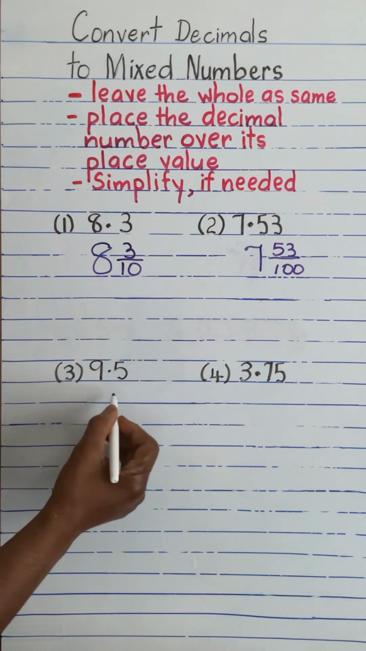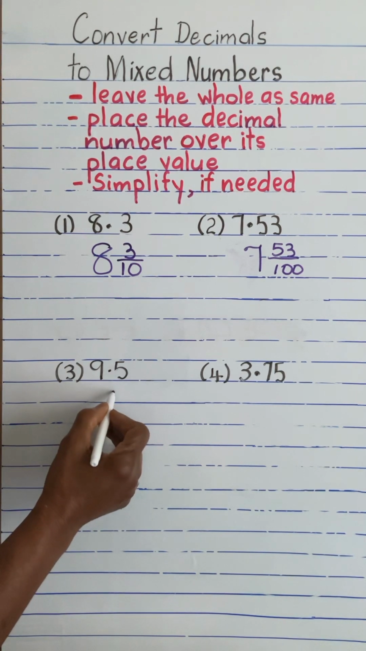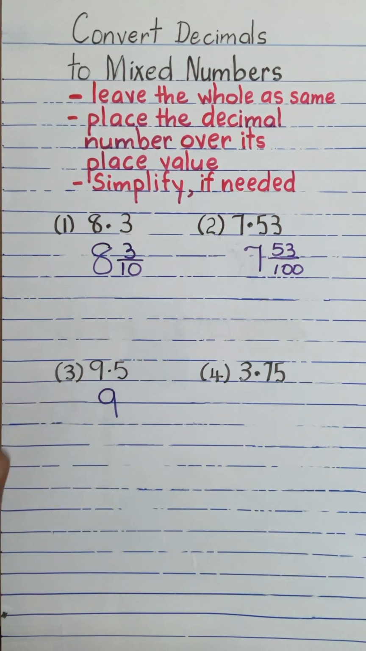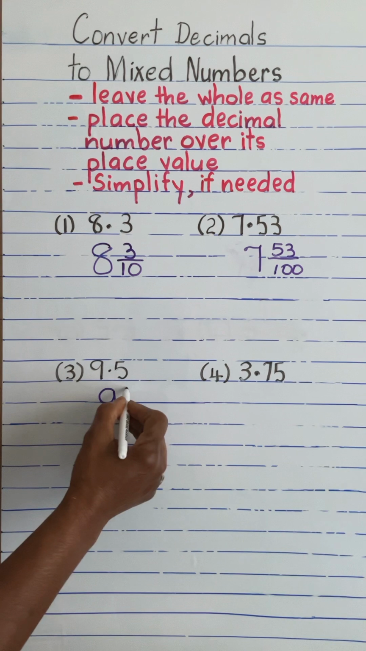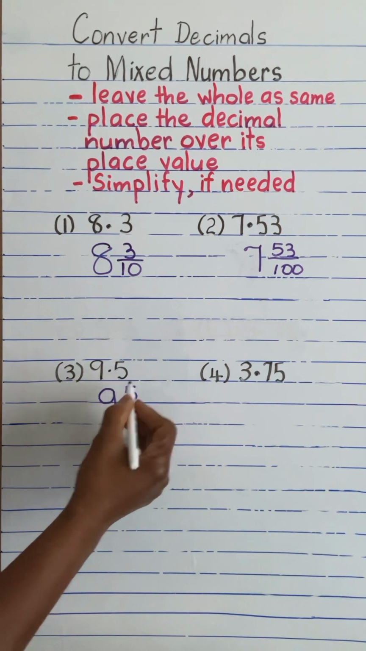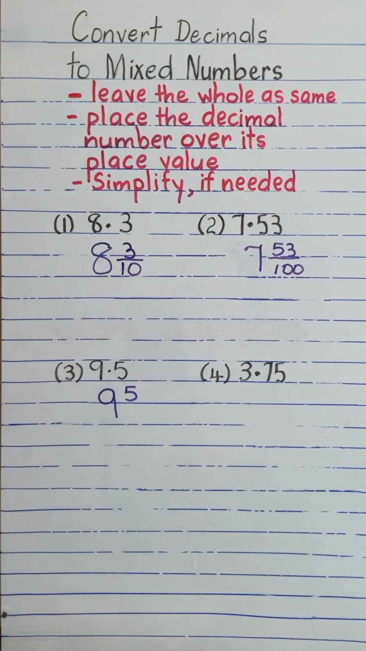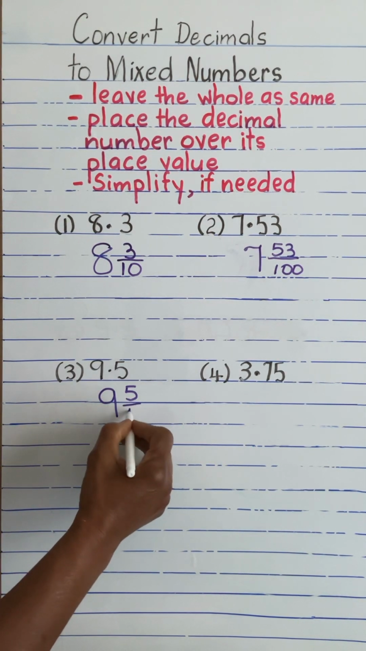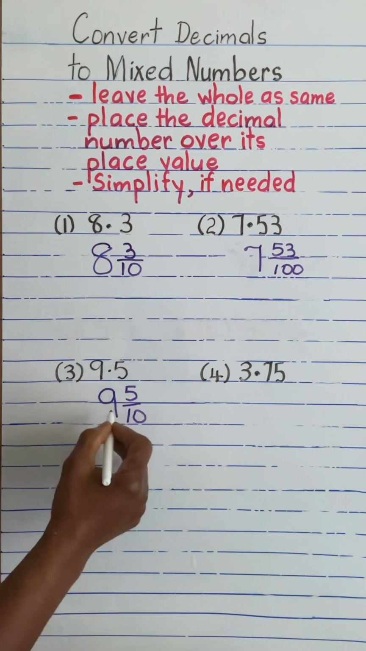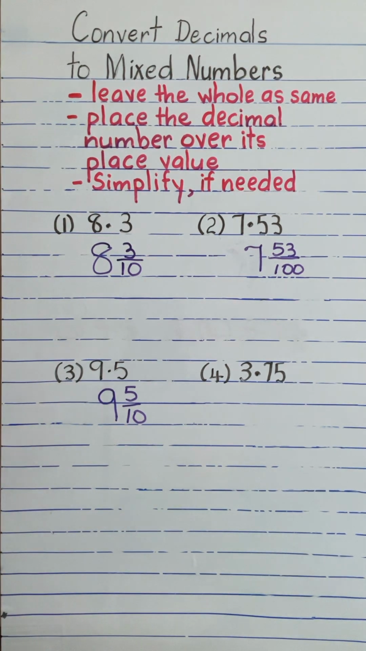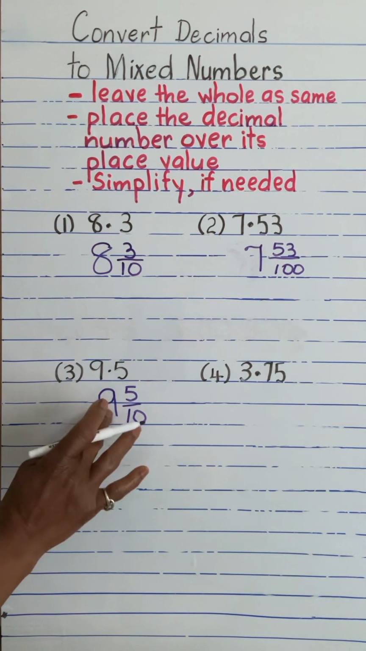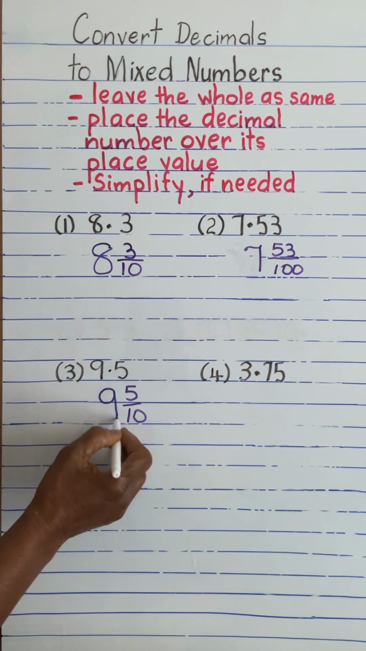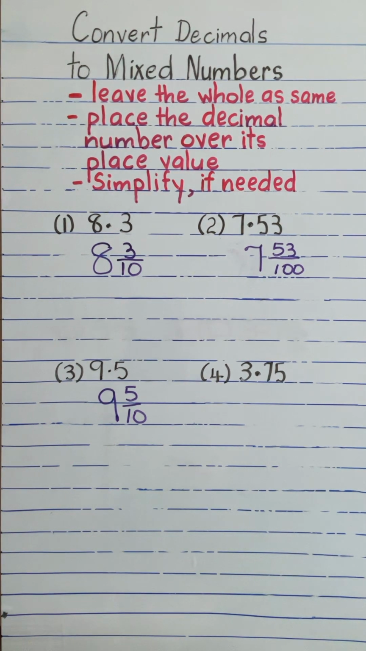9.5. The whole is 9. 5 is the decimal number. 1 digit after the point, out of 10. And we simplify. 5 over 10 can be simplified. So we're going to simplify 5 over 10.